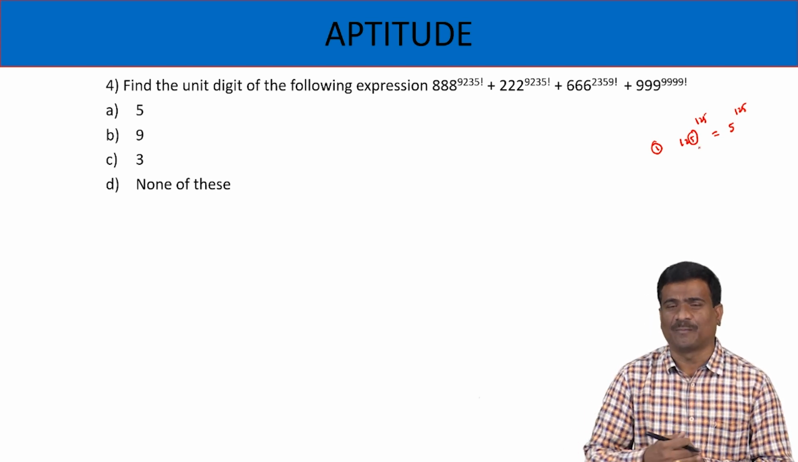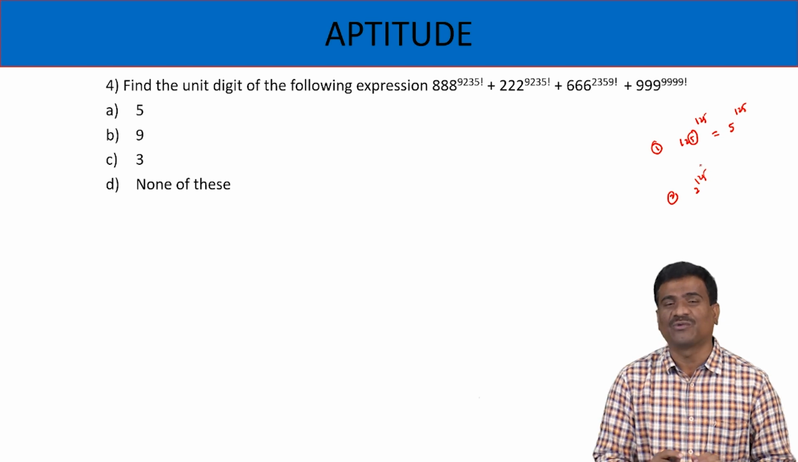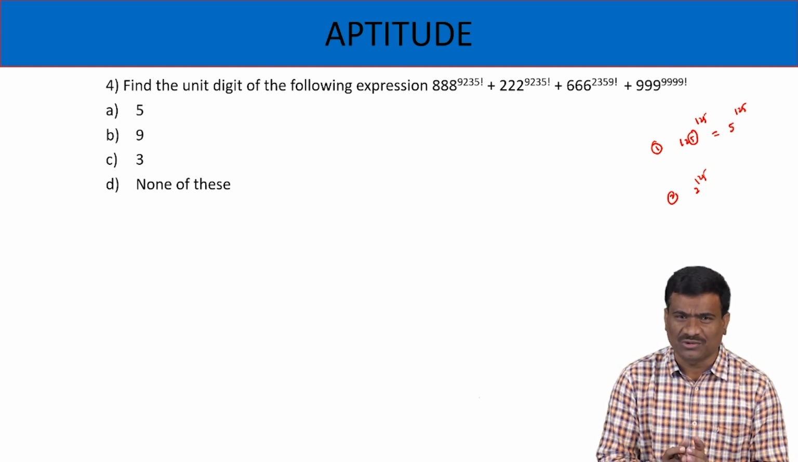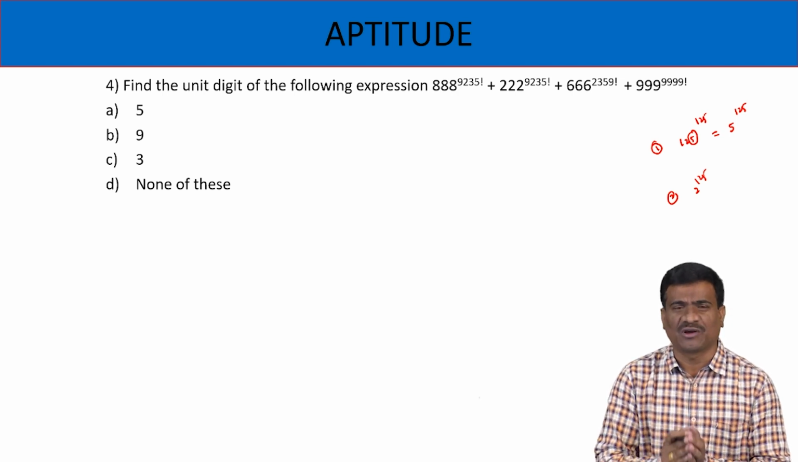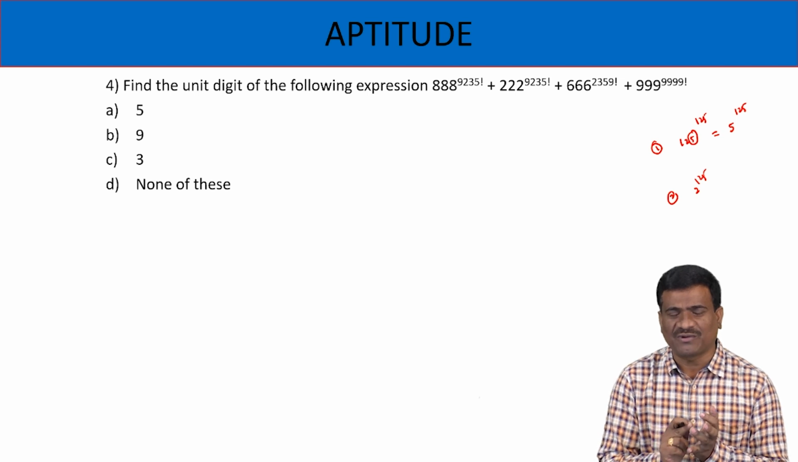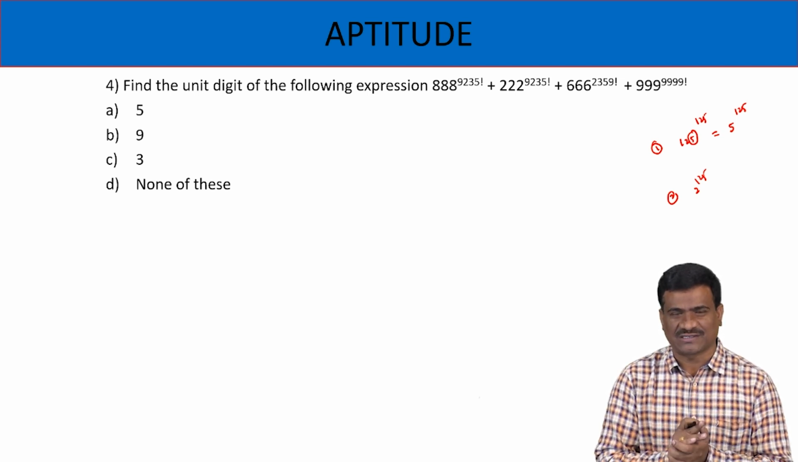Next, the second application: suppose 2 to the power of 125. 2 to the power of 125 means 2 to the power of n, which is not equal to 2. Next apply the properties of the unit digit. First property: 0 power n is equal to 0, 1 power n is equal to 1, 5 power n is equal to 5, 6 power n is equal to 6.